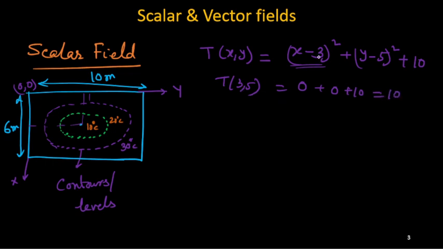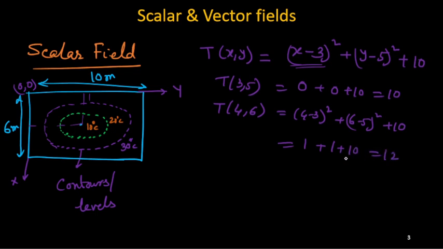Similarly, I can find out the value at a certain point. Suppose I write T at 4, 6, what is the value? I replace: this is 4 minus 3 whole square plus 6 minus 5 whole square plus 10. So this is 1, this is also 1, this is 10, and the total is 12. So at this point it is 12. Similarly, for other points also we can find some other point where the function value is again 12.